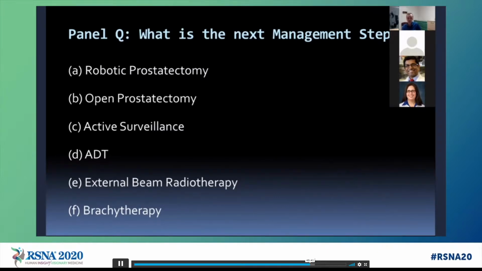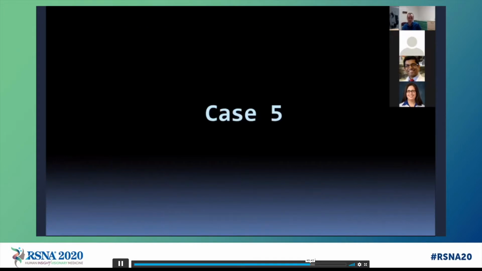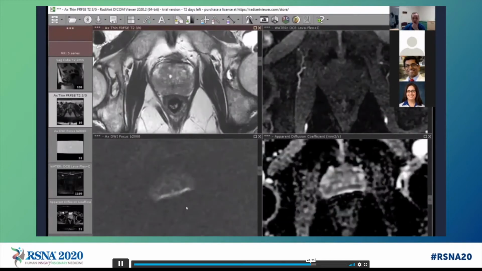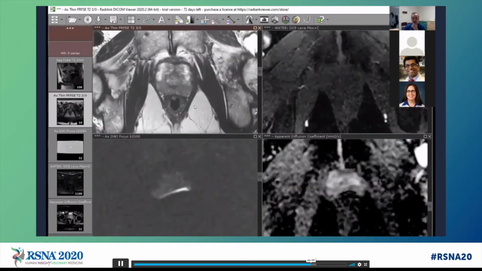Okay, let's go on to the next case. I'll quickly give you the history here. 61-year-old man, biopsy naive, PSA 4.87. We've got the T2 weighted imaging here and then the diffusion weighted imaging along the bottom there.